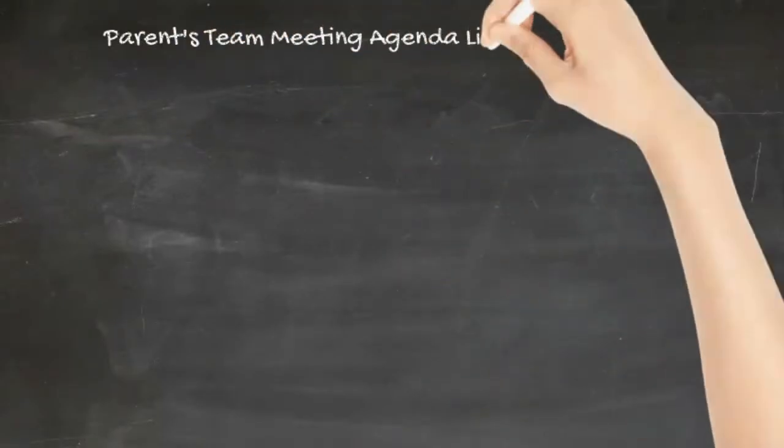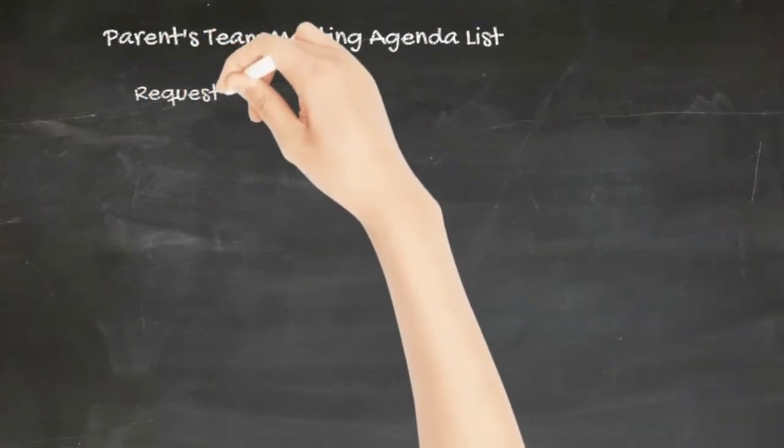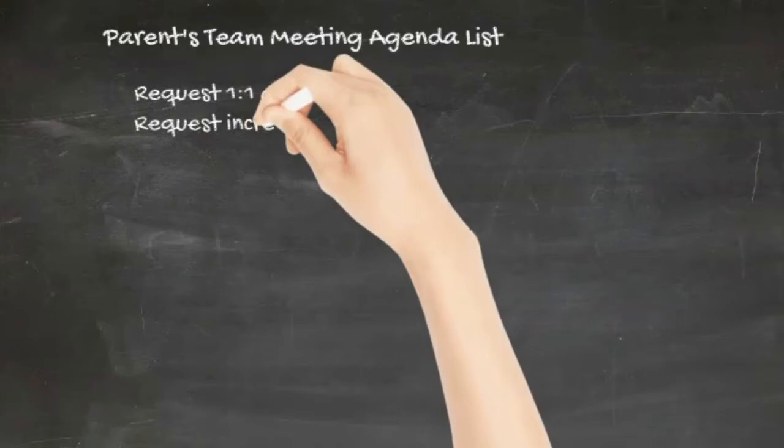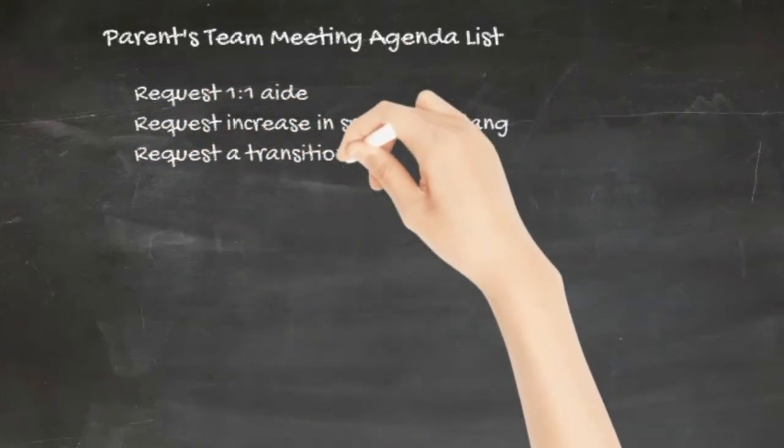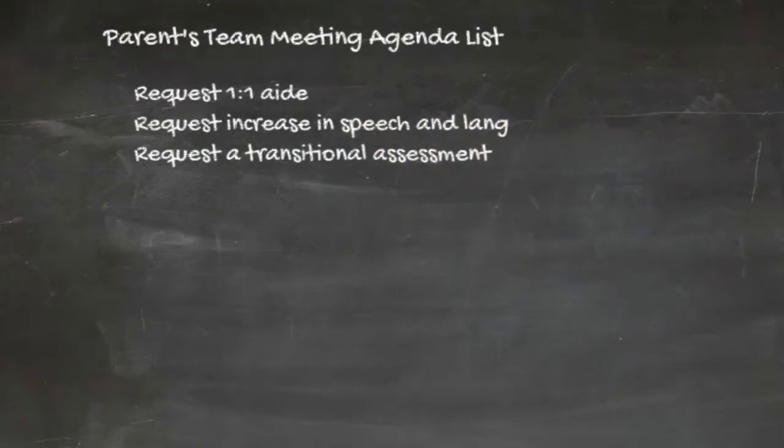So the first thing that you're going to do is make your agenda list, what you want on your agenda. So things like, you want to request a one-to-one aid, you want to increase speech and language, you want to make a request for a transitional assessment. That's the new one lately. Okay, these are just some of the things that you can ask for. You can ask for a lot more.